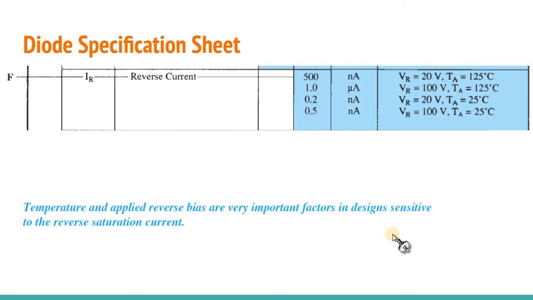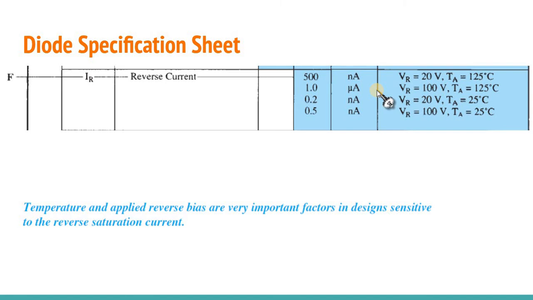Okay, reverse current. So, in reverse current, if ang voltage niya is 100 volts, and then ang ambient temperature is 25 degrees Celsius, ang reverse current is 0.5 nanoampere. Okay, let's look at when the temperature is 125 degrees Celsius with the same voltage, 100 volts, the current becomes 1 microamp.